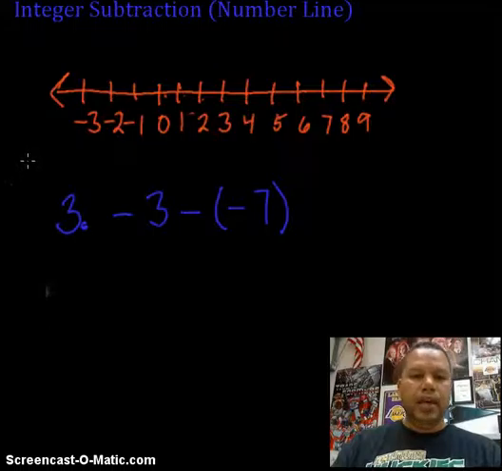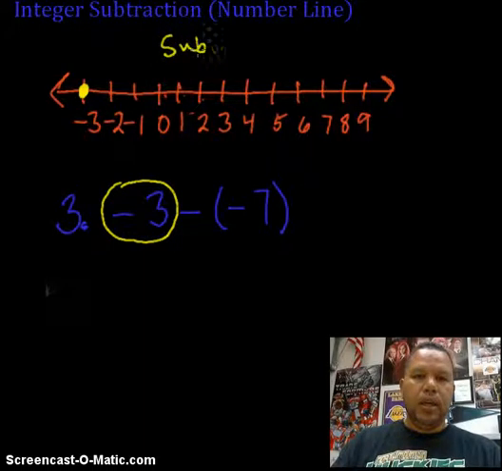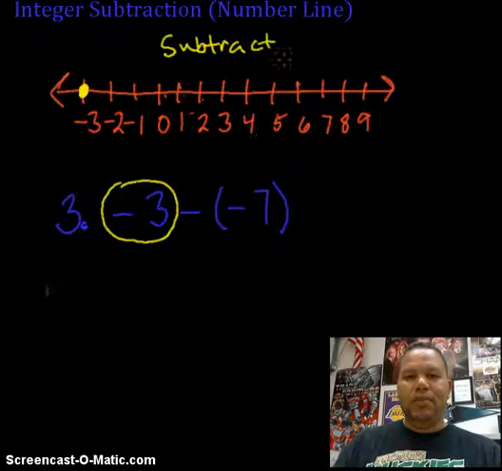Okay, in this third example, we have -3 minus -7. Once again, on the number line, we start with the first number, which is -3. So I'll put a point right here, and this time we are subtracting. Again, subtract means decrease, but we are subtracting a -7, so this time we're subtracting some negative value.